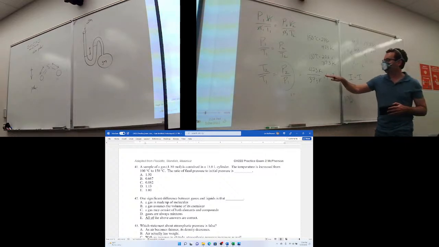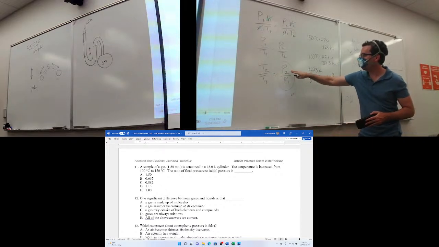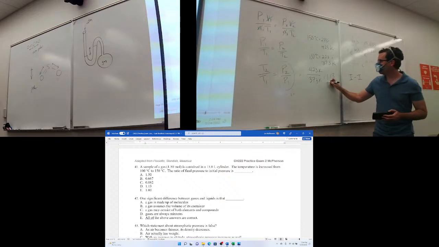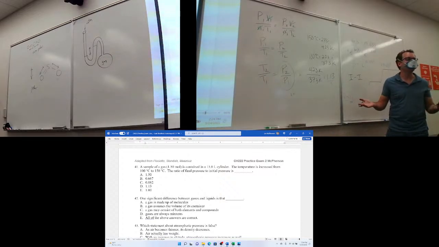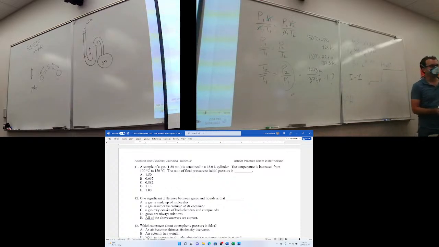So this is the temperature change, T2 over T1, and it's equal to P2 over P1, the pressure change, the pressure ratio. And that pressure ratio is 1.13 to 1. So a 13% increase in pressure is how you would read that. So we don't even use the volume, it's not necessary, or the moles. Yeah, it's not necessary.